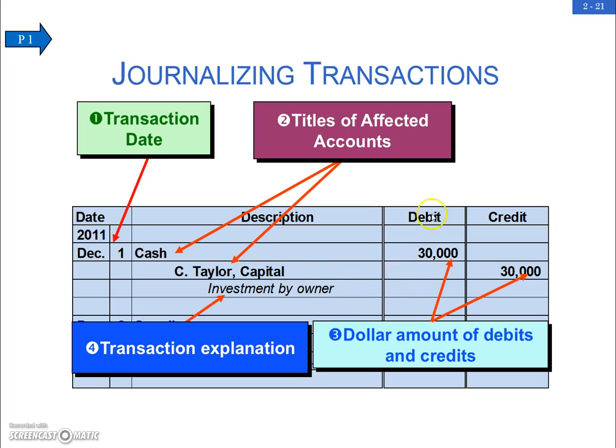I will have 2 columns, one for the debits, one for the credits. The debits will always be on the left, credits will be on the right. And also notice that the debits go first. No matter what, your debits must go first, okay?